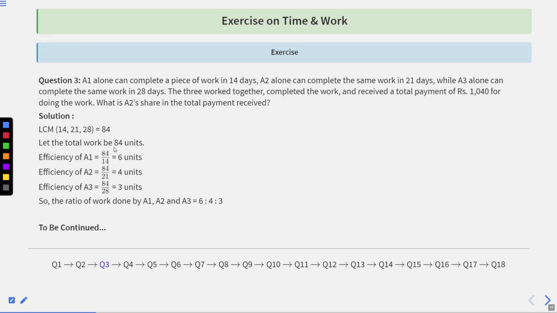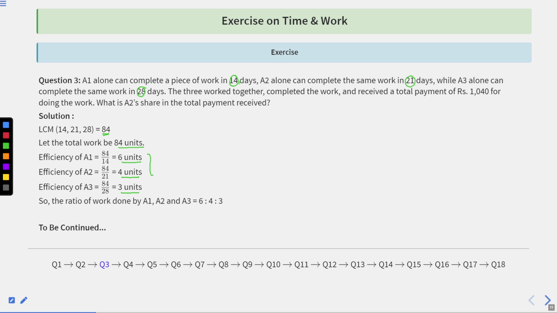So let us first take the LCM of 14, 21 and 28, which is equal to 84. So the total work is equal to 84. So the efficiency of A1 is equal to 84 upon 14, that is 6 units. And the efficiency of A2 is equal to 84 upon 21, that is 4 units. And the efficiency of A3 is equal to 84 upon 28, that is 3 units.